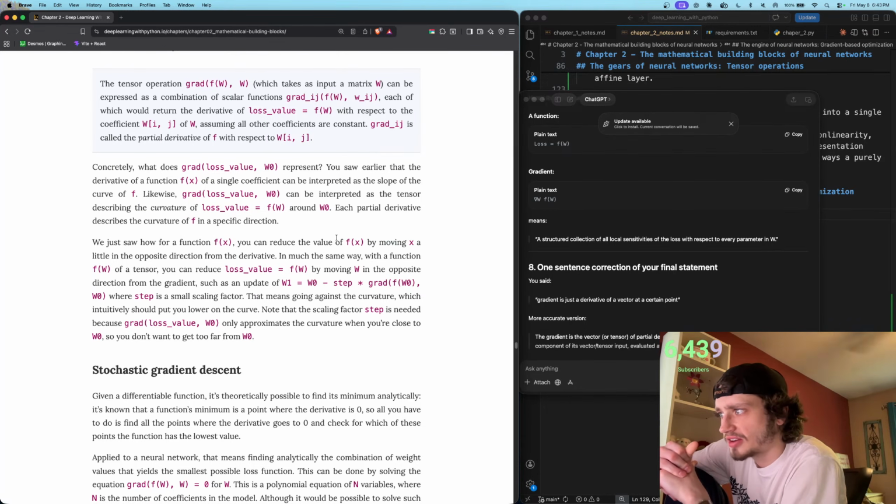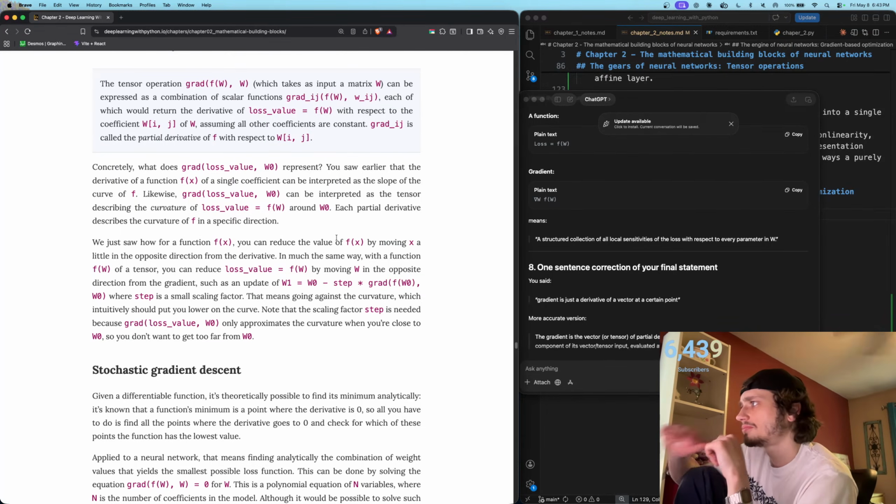Note that the scaling factor step is needed because the gradient loss value of that W0 only approximates the curvature when you're close to W0, so you don't want to get too far away from W0. Interesting.